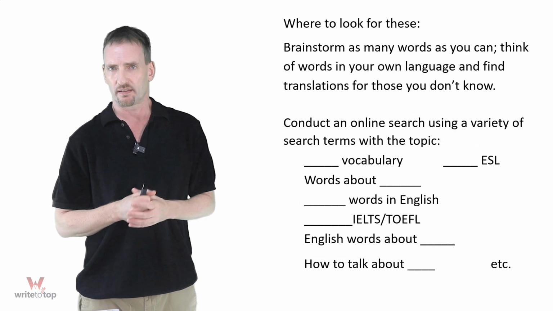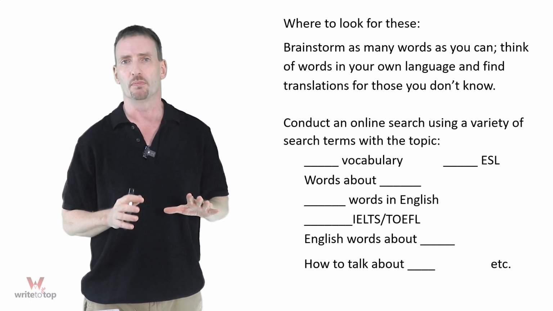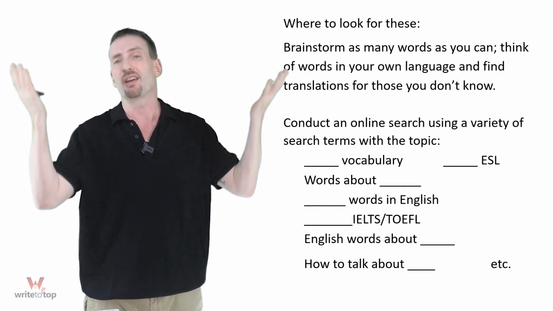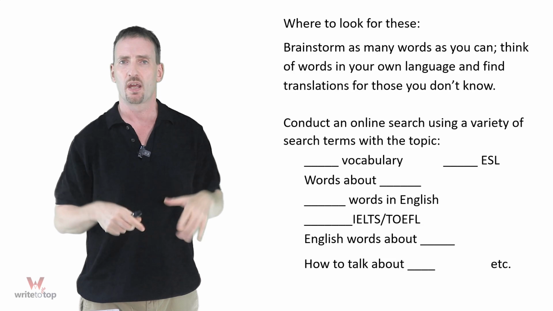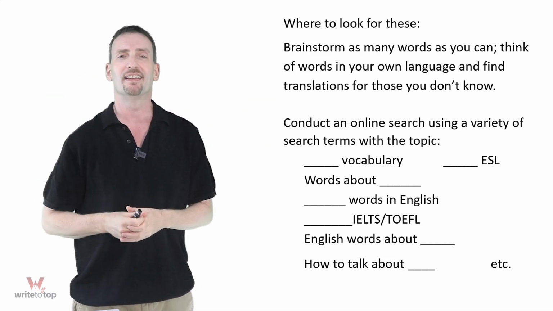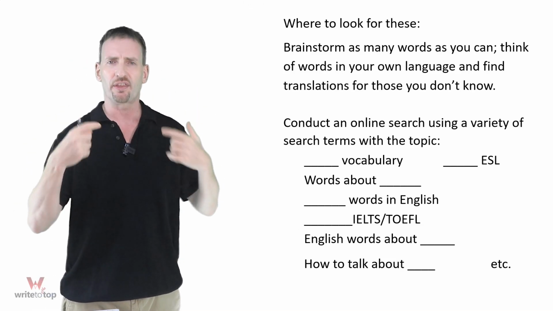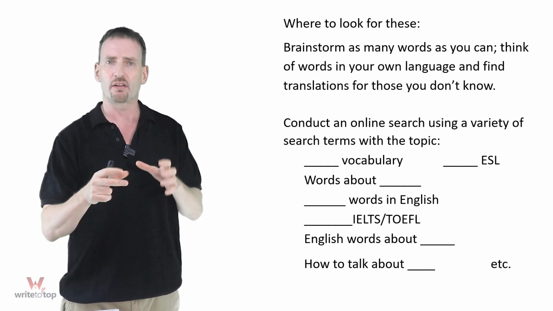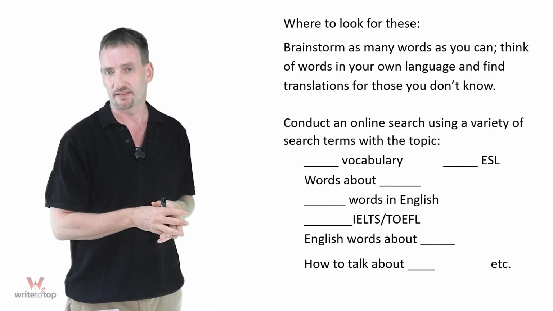So where do you get the vocabulary? First thing you're going to do, you're just going to brainstorm them. You're going to take a pen, paper, or computer, whatever you like to use, and just think about the words that you can think of about this particular topic. And just write down all the words that come into your brain. That's what brainstorming is, right? Now, once you've thought of as many as you can, start thinking about this topic in your own language. And collect all these words, translate them into English, and add them to your list.